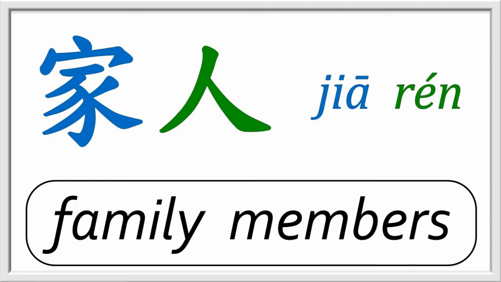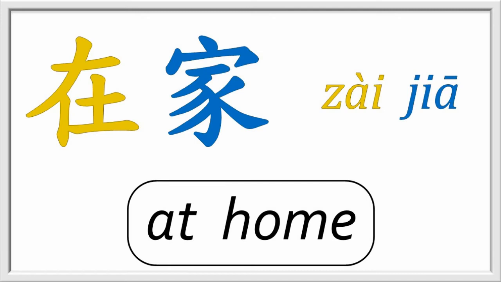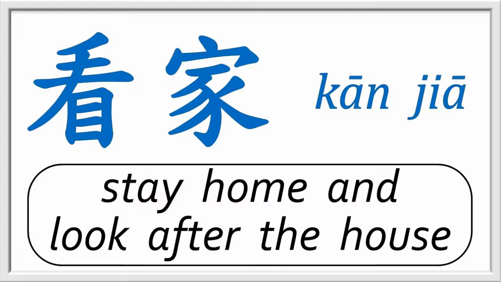家人, meaning family members. 回家, to go home, and the negative 不回家, not go home. 在家, at home, and the negative 不在家, not at home, similar in meaning to 人不在, that we learned in lesson 10. 看家, with first tone, 看 means to stay home and look after the house, such as what a family member or even your dog might do while you are away.